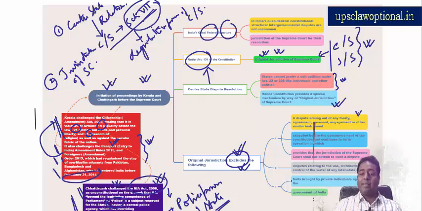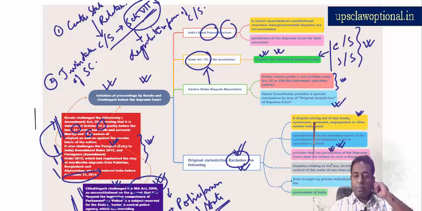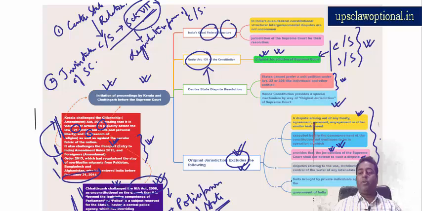A dispute arising out of any trade agreement, covenant, engagement or other similar instrument, such agreements or covenants which have been executed before the commencement of the Constitution and provide that the jurisdiction of the Supreme Court shall not extend to such a dispute. So if there is an agreement or covenant or any kind of engagement which conforms to these three parameters, it is excluded from the original jurisdiction.